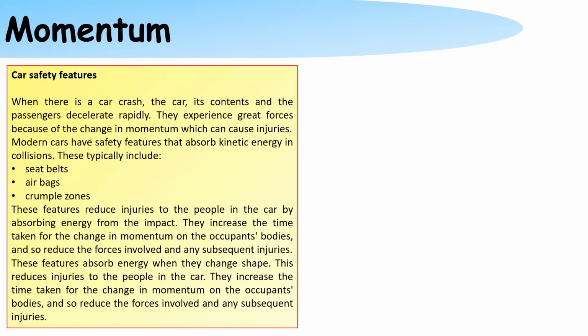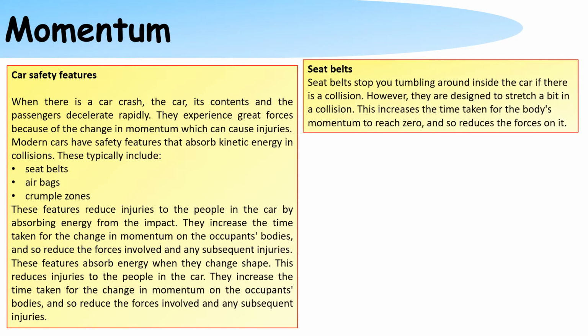These features absorb the energy when they change shape. This reduces injuries to the people inside the car. They increase the time taken for a change in momentum on the occupant's body, so they reduce any potential injury. Seatbelts stop you tumbling around inside of a car if there is a collision. However, they are designed to stretch a bit. This increases the time it takes for the body's momentum to reach 0 and so reduces the force on it.